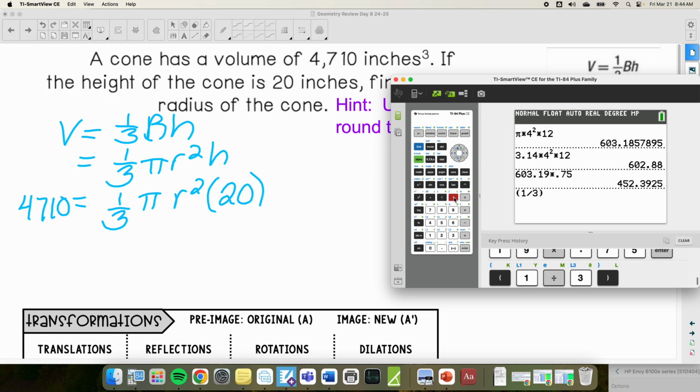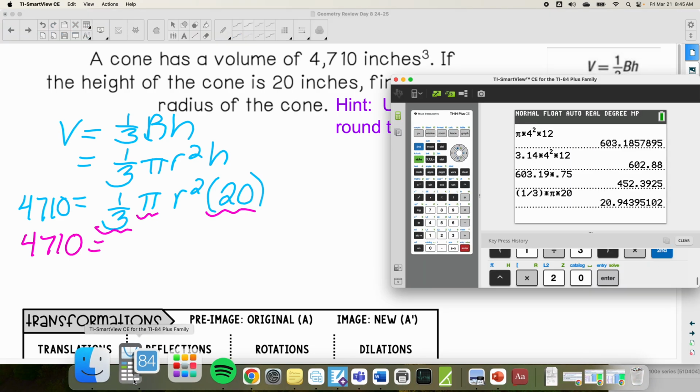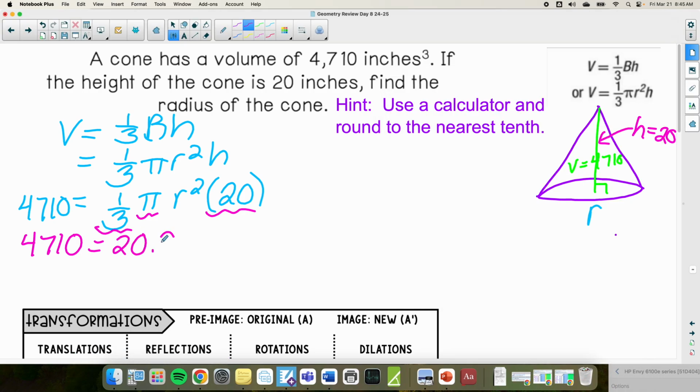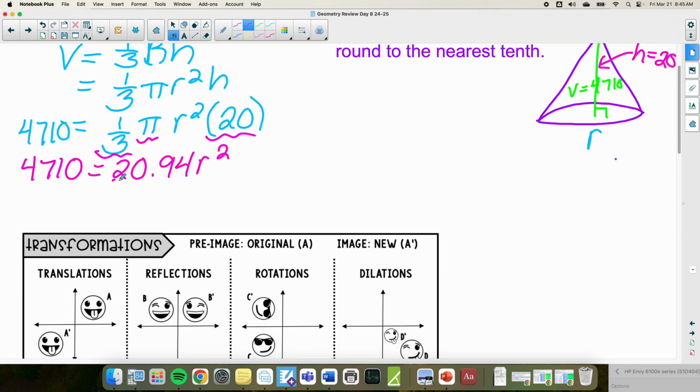Now I'm gonna also multiply my pi, and I'm gonna multiply my height, which is 20. And then I'm gonna rewrite it here, and I have 4710 equals, I multiplied the 1/3, the pi, and the 20, and I got 20.94 r squared. And then what I'm gonna do is solve that. So I divide by 20.94.